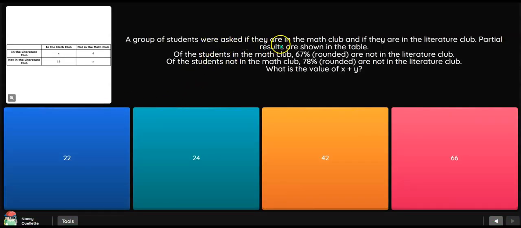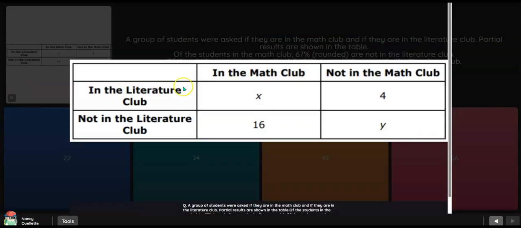All right, a group of students were asked if they are in the math club and if they are in the literature club. Partial results are shown in the table. Let's look at the table real quick. So in the math club and in the literature club would be where this X is right here, because that lines up with both of the choices.